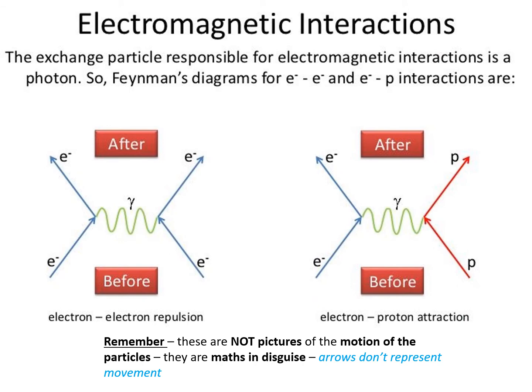It's going to have that shape for any electromagnetic interaction. On the left-hand side, we've got two electrons on the bottom, left and right, interacting, and then two electrons afterwards. And on the right-hand side, we've got an electron and a proton attracting each other. Whether it's repulsion or attraction, the Feynman diagram looks the same. Remember, the arrows getting closer together or further apart does not represent the movement of the particles. It's maths in disguise. It's not a diagram of what the particles are actually doing in physical space.